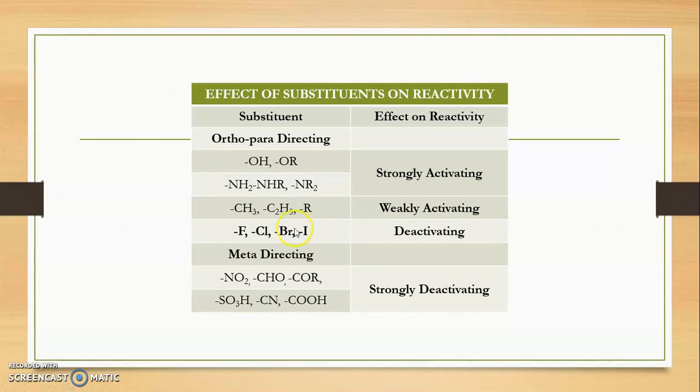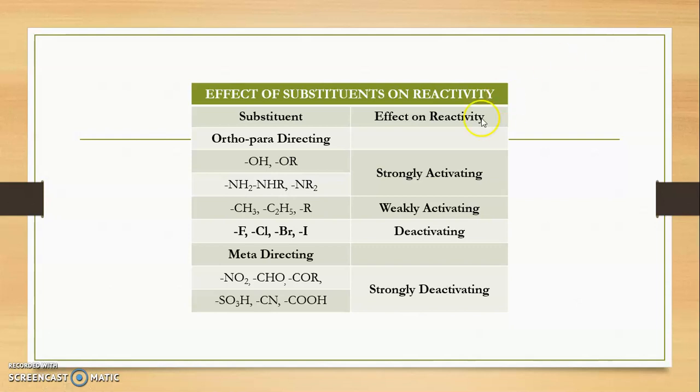The second category is the alkyl groups, all alkyl groups. These alkyl groups are also ortho-para directing, but their effect on reactivity is weakly activating. Means as compared to the strongly activating groups, these weakly activating groups increase the speed in a limited way.